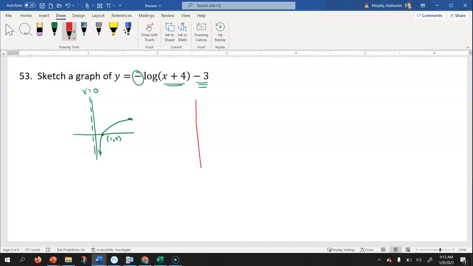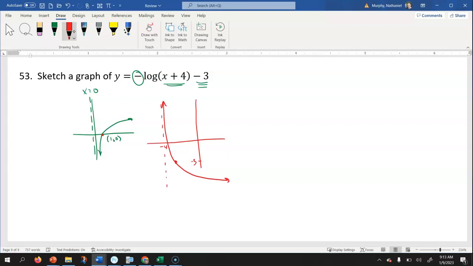So if I move it to the left 4 units, our vertical asymptote now would be at negative 4. And that point that was here at (1, 0), we're going to move that to the left 4 units and down 3 units. So it'd be kind of down here, at negative 3. And then we're going to flip it. There we go. And so our graph would look something like that.